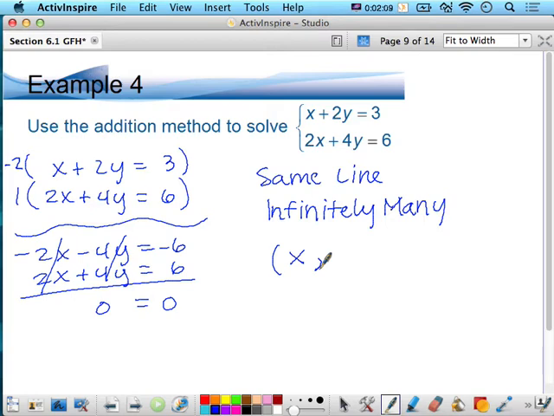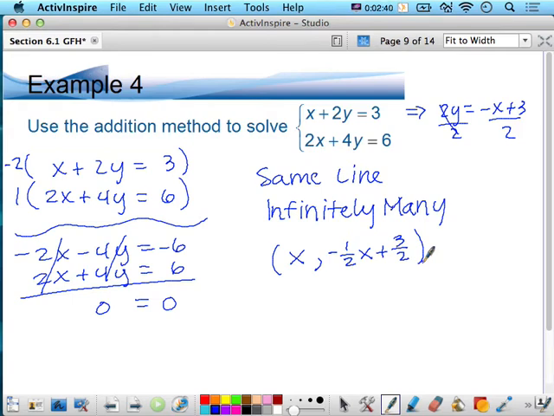Y'all have any idea what I just said? No. Okay, if I solve either one of those equations for slope-intercept form, I'm going to get the same thing, right? So come up here and solve this for slope-intercept form. And we have 2y equals negative x plus 3, and divide everything by 2. So we have y equals negative x plus 3 over 2, or negative 1/2 x plus 3/2.